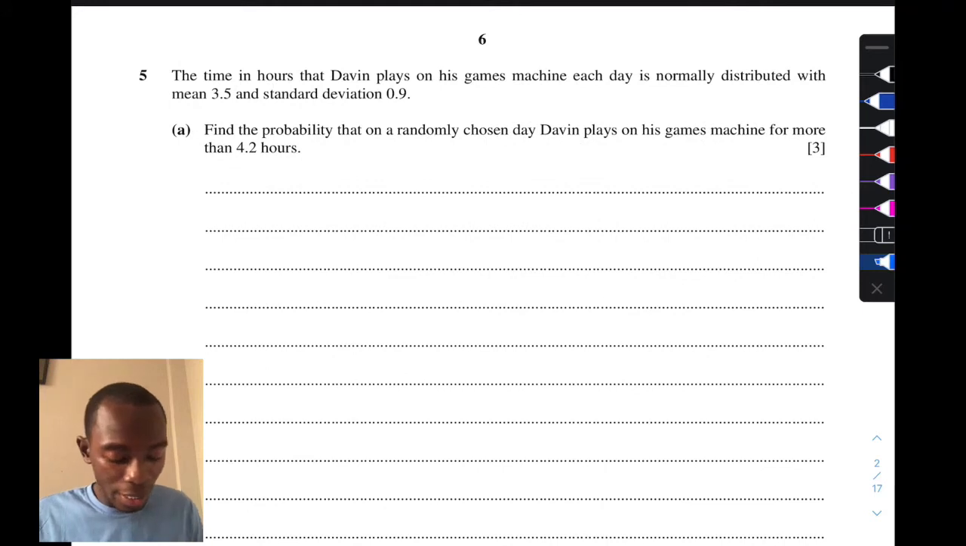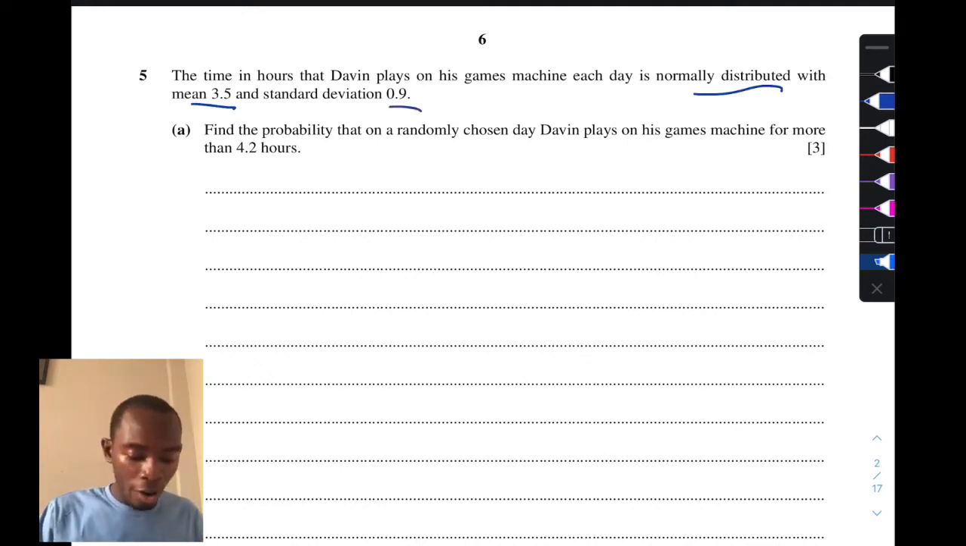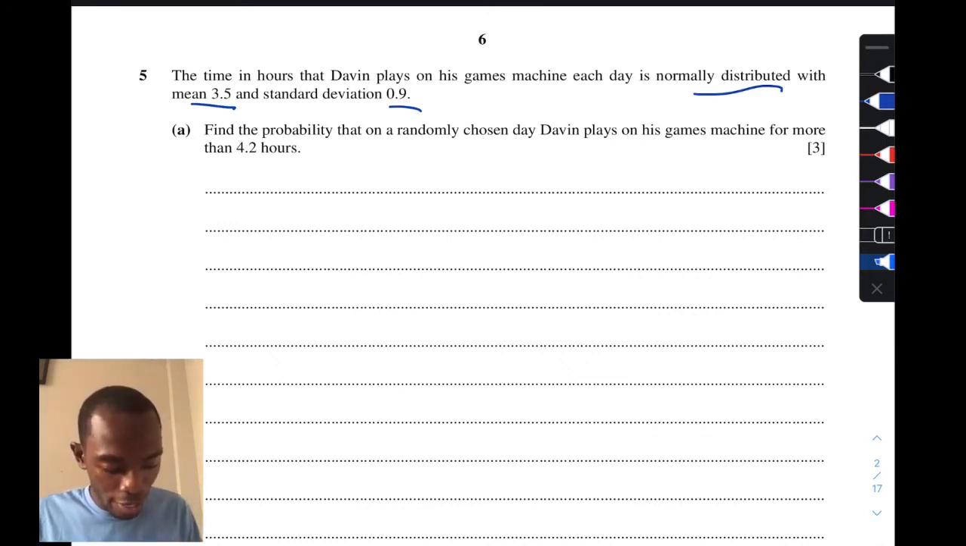This is a different question. There, we are told that the time in hours that David plays his games machine follows a normal distribution with the mean and the standard deviation as given. We should find the probability that he plays more than 4.2 hours. So now we go back to the question. The mean and the standard deviation that they gave us, is it in hours? And yes, because it says time in hours. So that means there's no need to do any conversions. You just use the values over there.